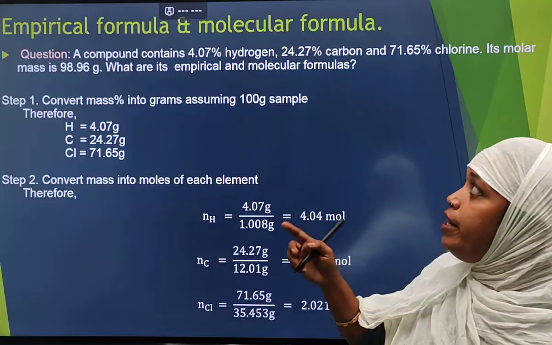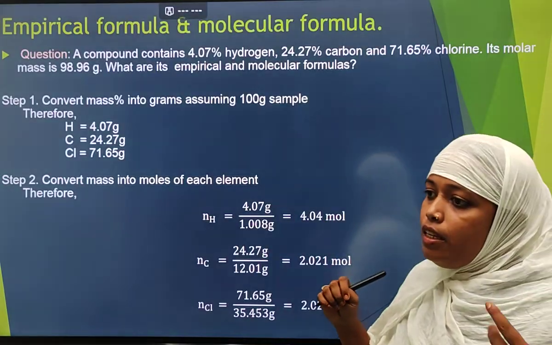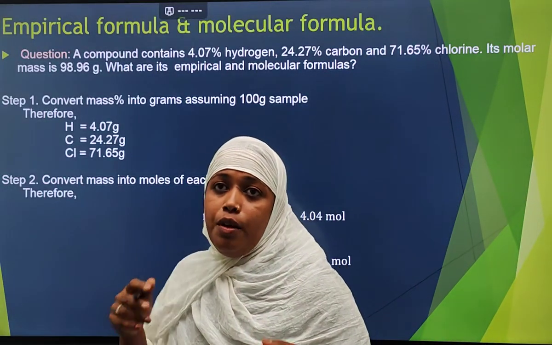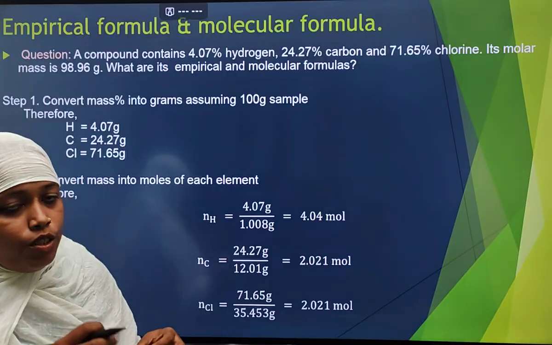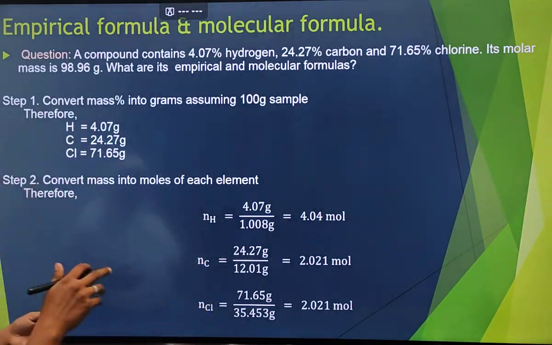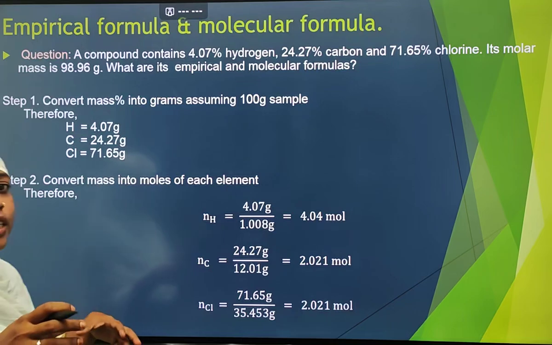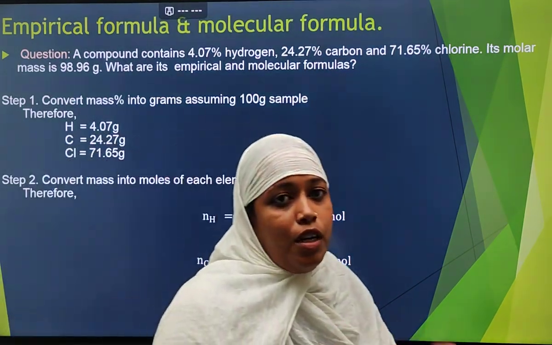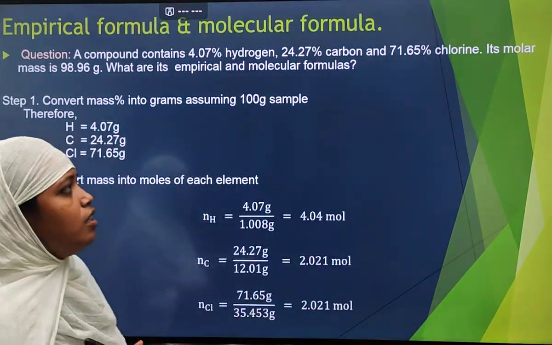Now we'll come to empirical formula and molecular formula. In the previous class, I told you that the empirical formula is the ratio. It tells us the ratio of the atoms present in the compound. And the molecular formula tells us what exactly is present in the compound.